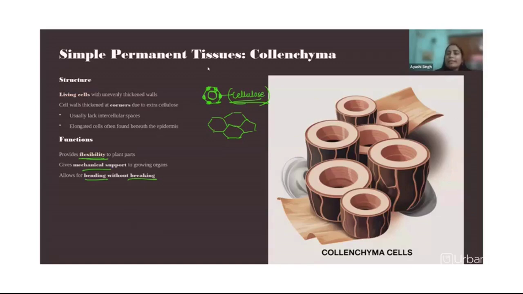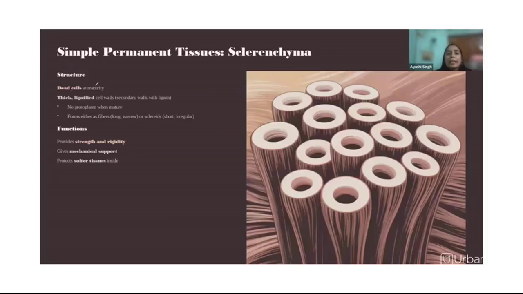Now, last is sclerenchyma under simple permanent tissues. These are dead cells. Dead cells are very thick, and they are very lignified.